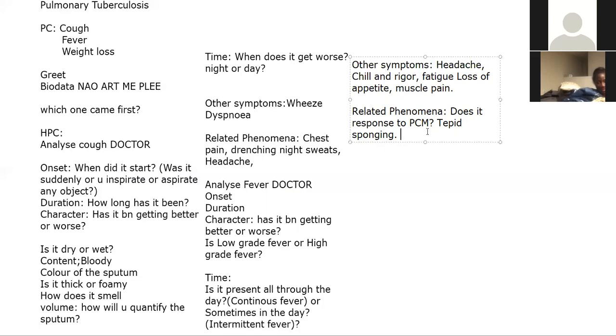So, let's continue. This is enough for the other symptoms for pulmonary TB. I'm making this as short as possible. I don't want it to be too voluminous. These are the bullet points, and these are actually what you need for exam. These are not extra things. It's straight to the point. Once you are able to clerk like this, trust me, nobody you clerk won't say, oh, well done. Do you understand?